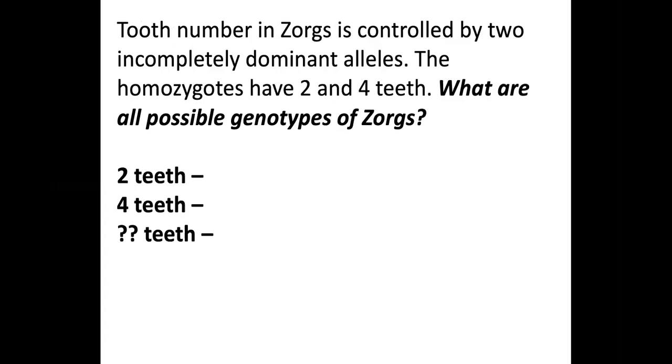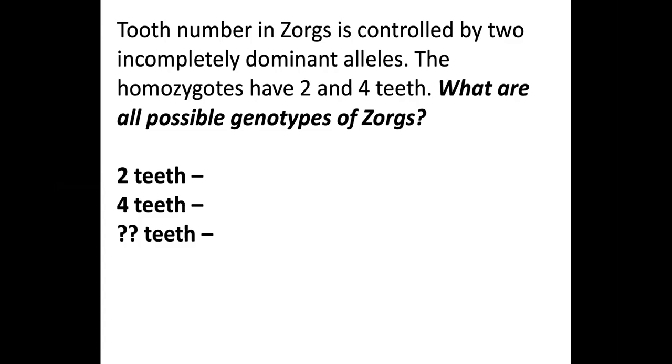All right, let's see if we get this one. Tooth number in Zorgs is controlled by two incompletely dominant alleles. The homozygotes have two and four teeth. Homo, same. What are the possible genotypes of Zorgs? So if they have two teeth, what are we going to put? Two big what? Bees? All right, so two big bees. Perfect. I will take it.